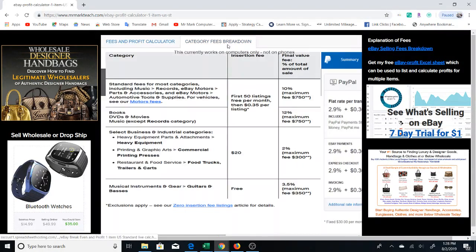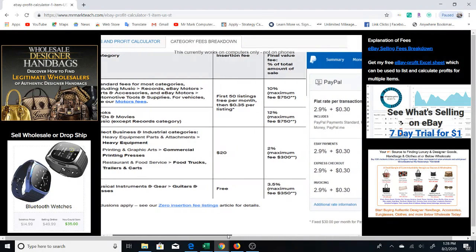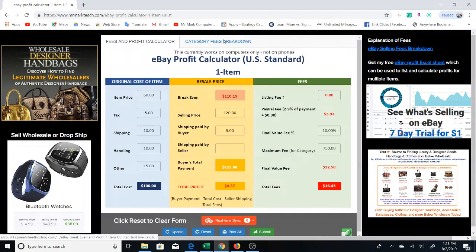As you can see, I will quickly refer to this breakdown of the fees, where you can see that PayPal charges 2.9% plus 30 cents for eBay payments. And that is calculated as $3.93.